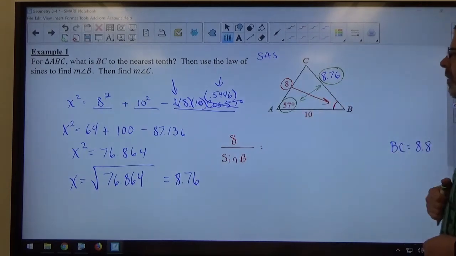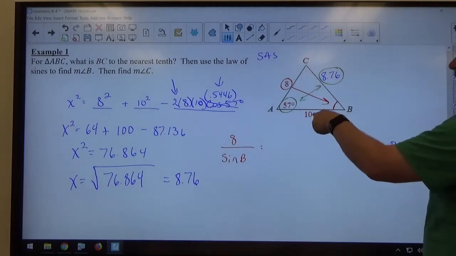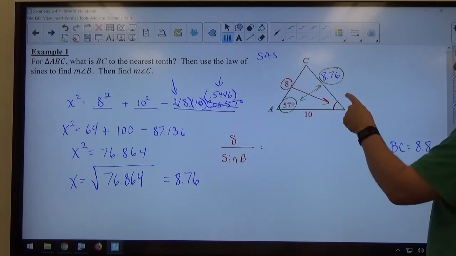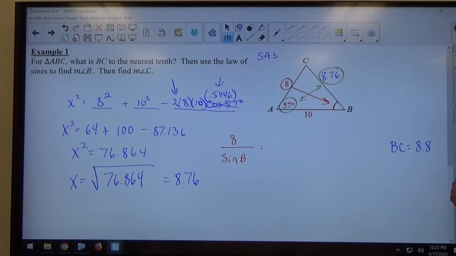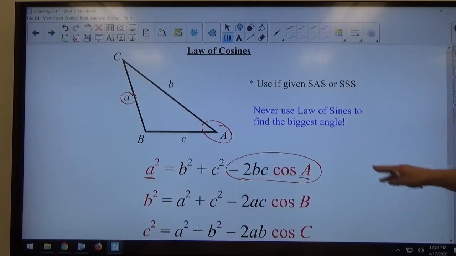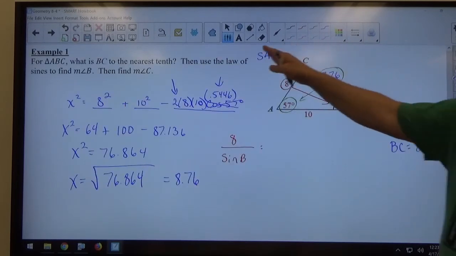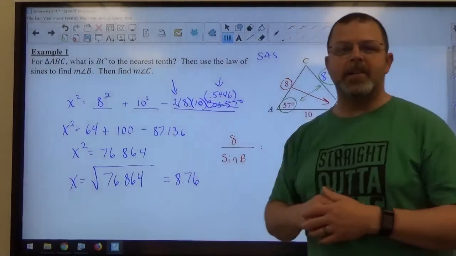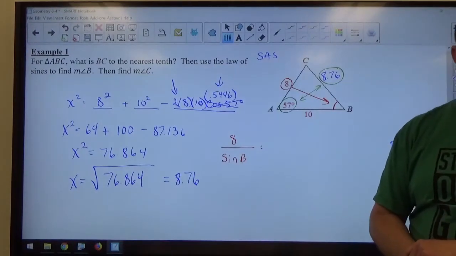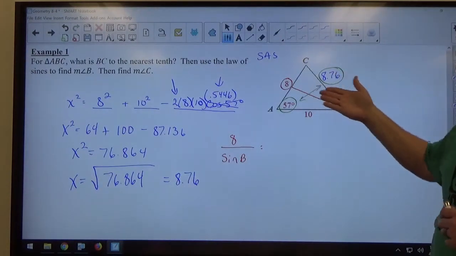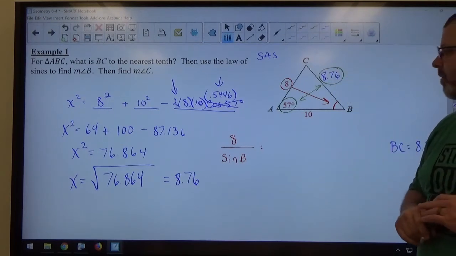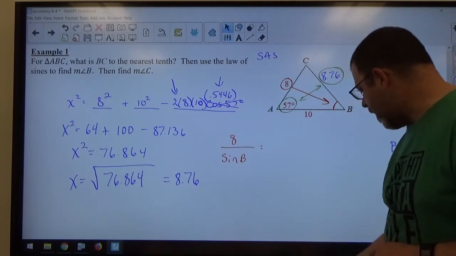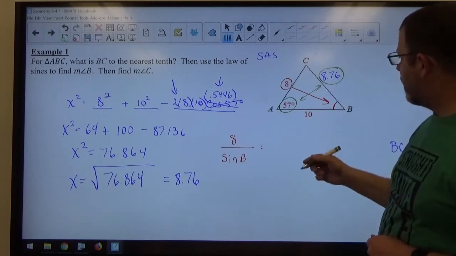Okay. Now looking at the three sides, 8, 8.76, and 10, I know for a fact angle B is smaller than angle C because 8 is smaller than 10. Again, going back here, it says never use law of sines to find the biggest angle. So I'm telling you to find B next, but in essence, if I said find everything that's missing in this triangle, you would hopefully know to find B next because B is smaller than C and I'm using law of sines.